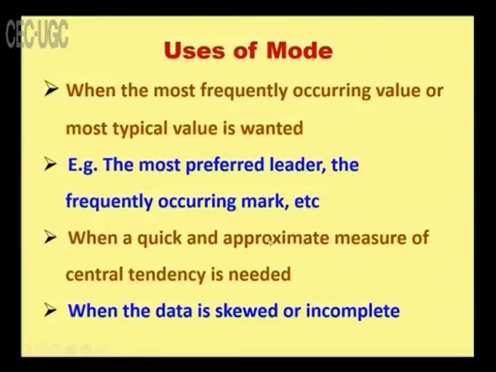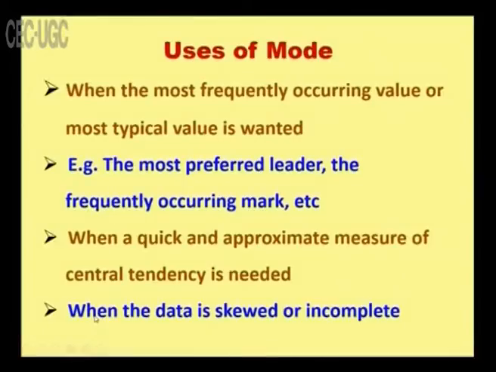And when a quick and approximate measure of central tendency is needed, as we have discussed, the modal class, or where the mode is situated, can be found immediately by looking at the data, so in that situation we can use the mode. And when the data is skewed or incomplete, for very skewed data it is difficult to calculate the mean or some other central tendency, so in that situation we can use the mode, which is relatively easy to find.